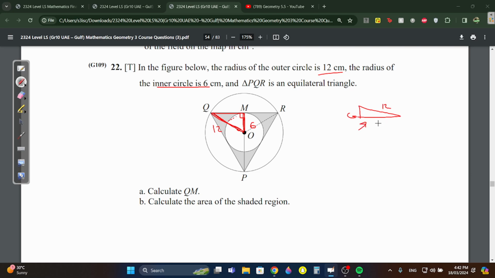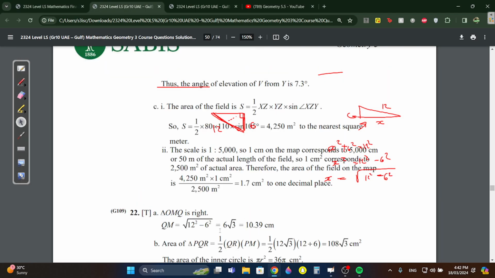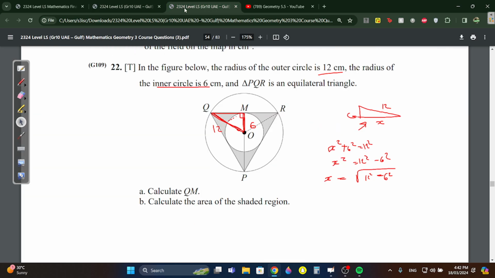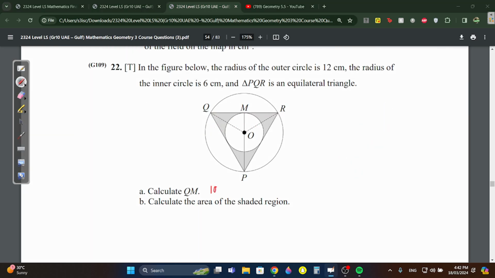Can we find this base? Let's call it x. X squared plus 6 squared equals 12 squared. X squared equals 12 squared minus 6 squared. x equals radical 12 squared minus 6 squared, and I think you get the same answer. 6 radical 3, which is 10.39. Okay, very easy. So QM is 10.39.